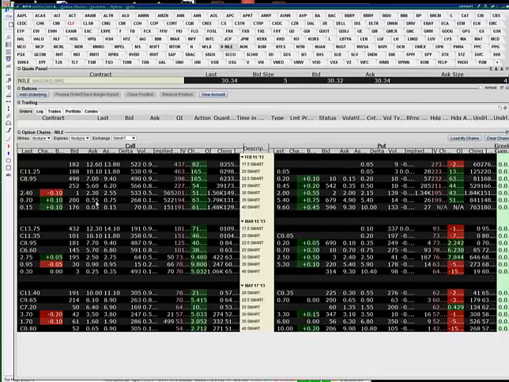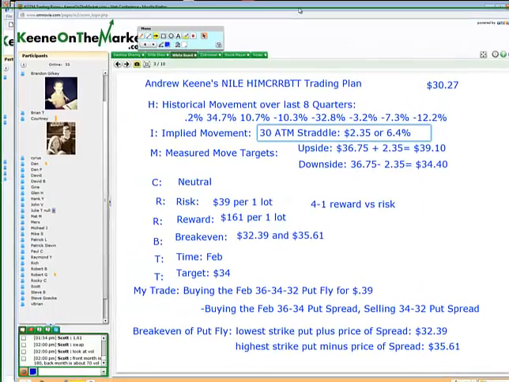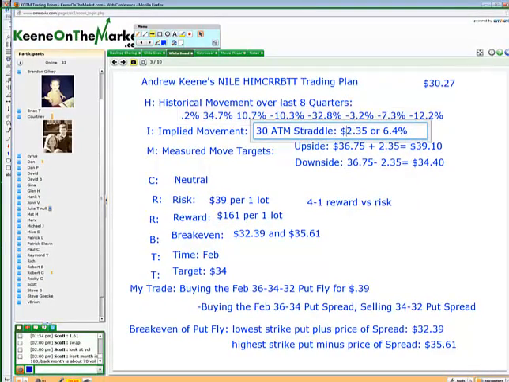So NILE, the 30 straddle. 30 straddle, $2.30 plus $2 is $4.30. So the 30 at the money straddle, we'll go back to my whiteboard here, is $4.30. So implying about, let me take 4.30 divided by 30, it's about 14%. They're implying a 14% move.